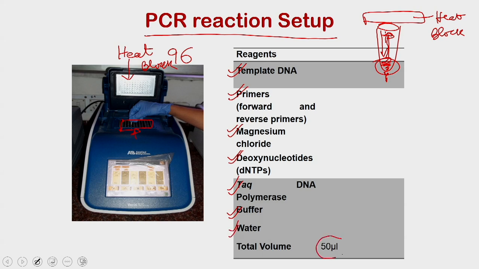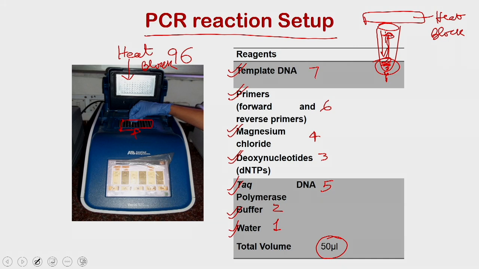Normally, we do PCR reactions in a volume of 50 microliters, and the sequence in which you are going to add all these reagents is that first you will add the water, then you will add the buffer, then you will add the dNTPs, then you will add your magnesium chloride, then you will add your Taq DNA polymerase, then you will add your forward primer, and at the end you are going to add the template DNA.